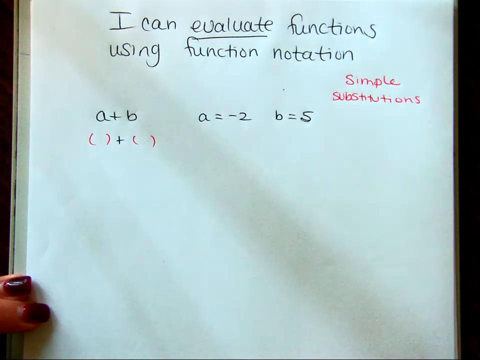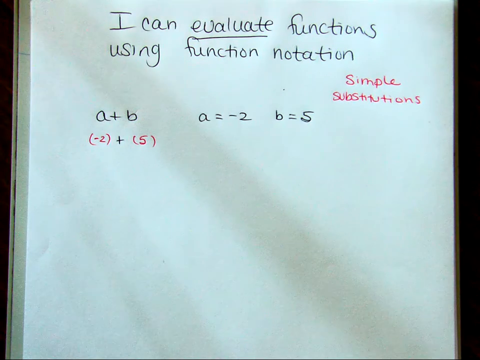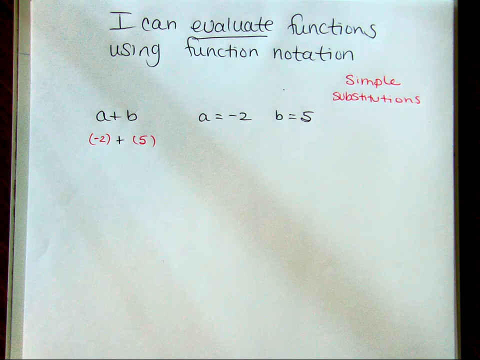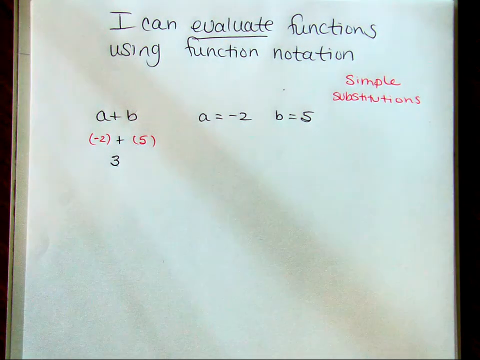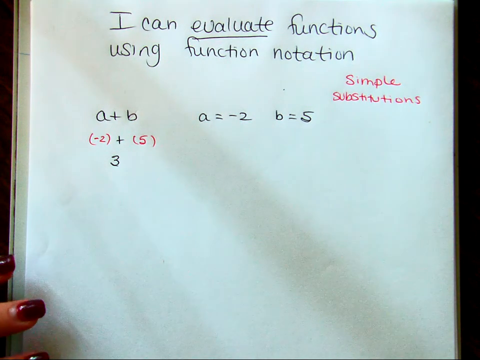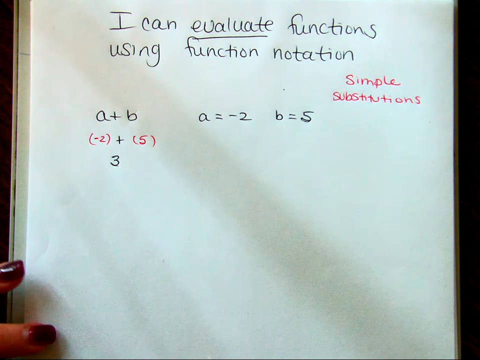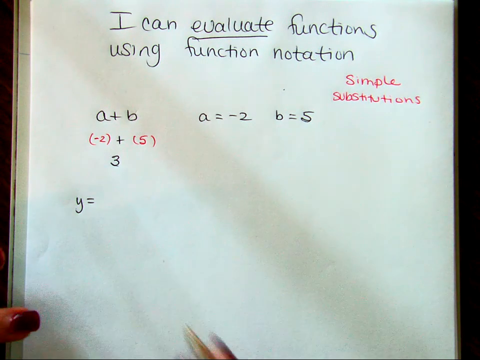So in these parentheses, I would say, okay, A is -2 and B is 5, and then you would just evaluate that expression. Evaluate means just do it. Just solve it. Do the math that is involved. And so that would be 3. You just evaluated an expression. Not with function notation yet. We'll get there. Okay?